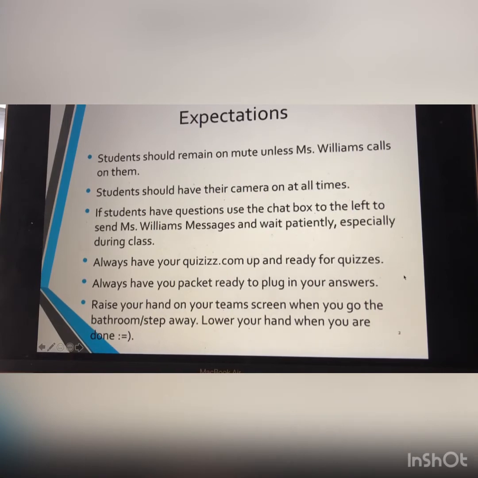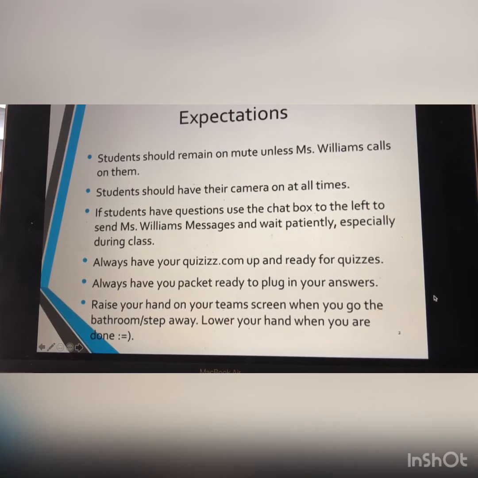The first expectation is the students should remain on mute unless Ms. Williams calls on them. Students should have their cameras on at all times. If students have a question, use the chat box to the left to send Ms. Williams messages and wait patiently, especially during class because I'm probably teaching you.